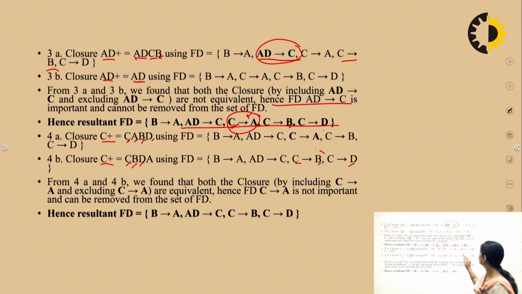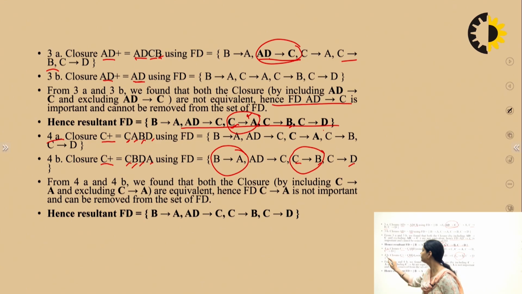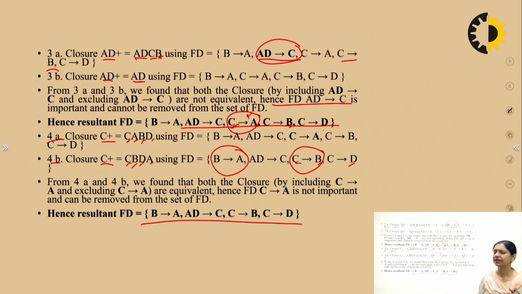Now, C is dependent upon B, B is dependent upon A, and hence through transitivity, A also is considered into the closure of C. Again, when we compare 4A and 4B, both the closures of C are same. Hence, this is a redundant functional dependency which can be removed from the set of functional dependencies because it is not important. So, in that case, we have the resultant set of functional dependencies as this.